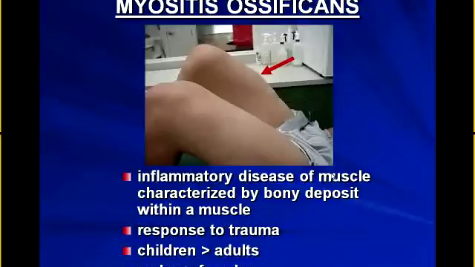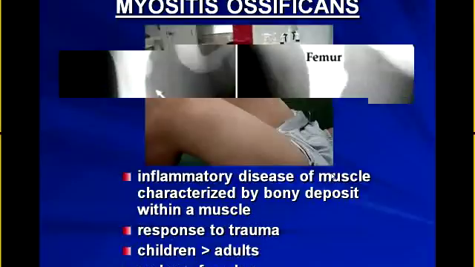Again, there's an inflammatory response, so that a hematoma or injury of the periosteal attachment results in bone deposition and the laying down of bone. It's more common in children than adults and more common in males than females, simply because children and males are more commonly involved in contact sports.